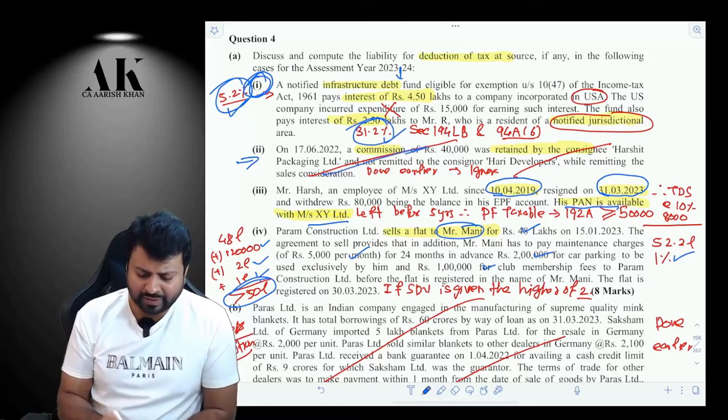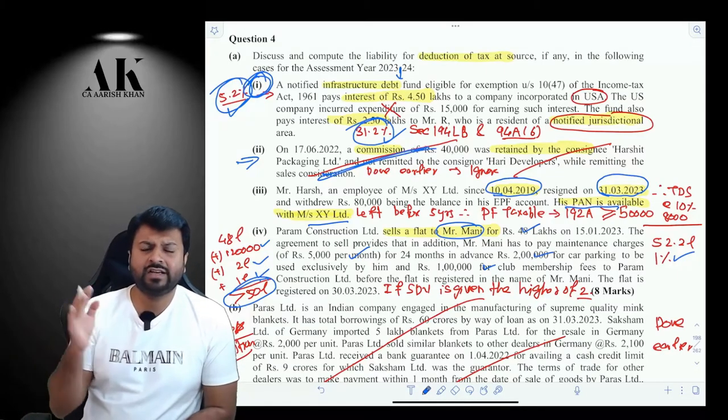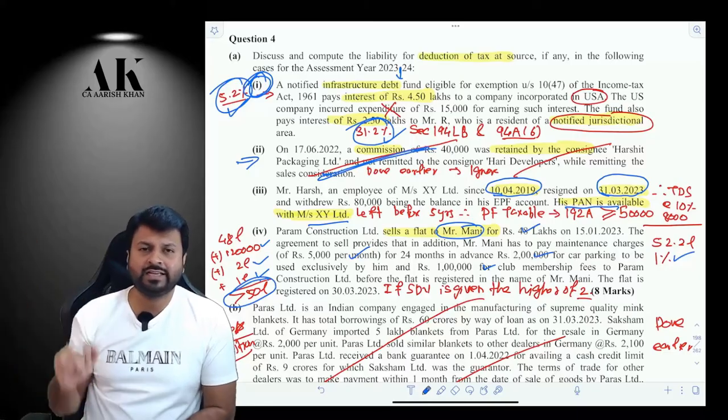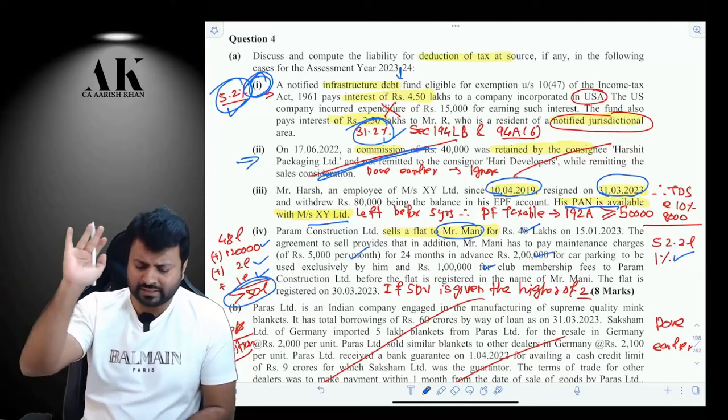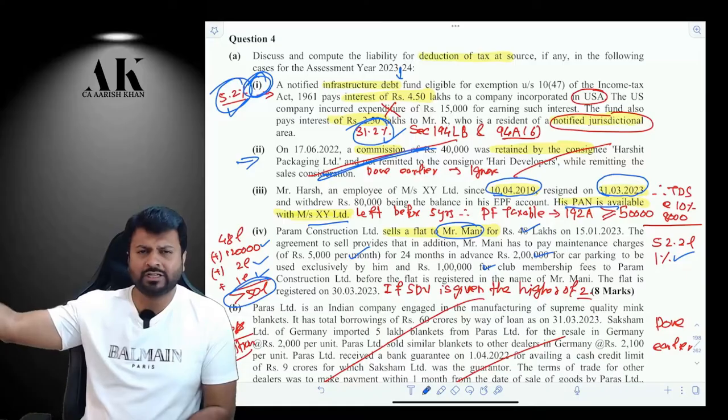Okay. Now, the next point is very, very simple. We have done it 2-3 times earlier. Is TDS deductible on commission which is retained by the consignee, etc.? Yes, TDS is deductible on commission retained by the consignee. We have done that in the earlier mock test paper or RTP paper, a lot of times.